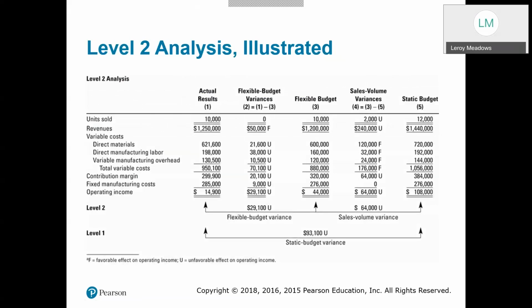So what's the difference here? The difference here is the level of activity. So when we say that the sales volume variance arises solely because of the level of activity, that's because only the activity level has changed between these two. The budgeted input amounts for cost and selling price have remained the same.